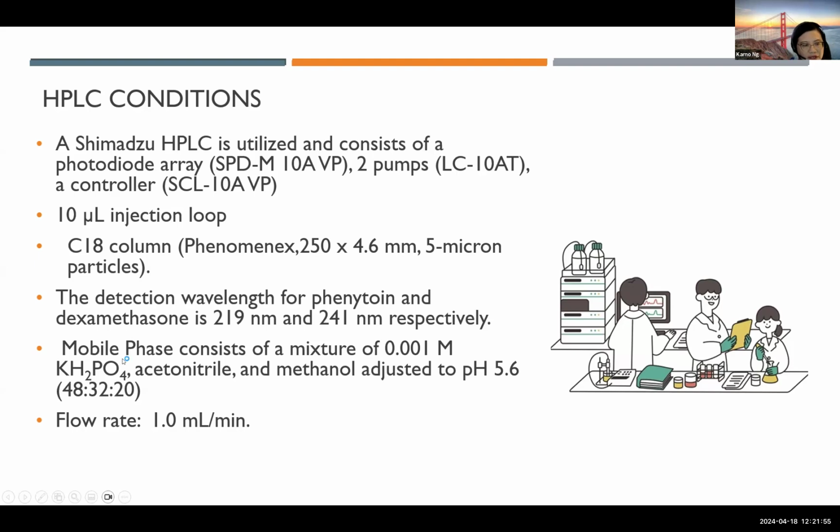And then the mobile phase consists of three components. It consists of 0.001 molar KH2PO4, acetonitrile, and methanol, and the whole mobile phase is adjusted to a pH of 5.6. The proportion of these three components is 48 to 32 to 20 by volume. The flow rate is 1 ml per minute.